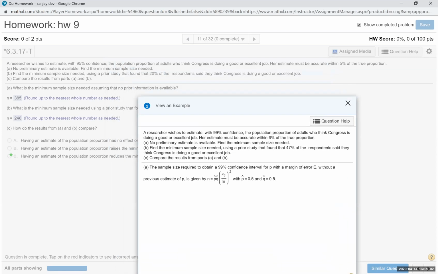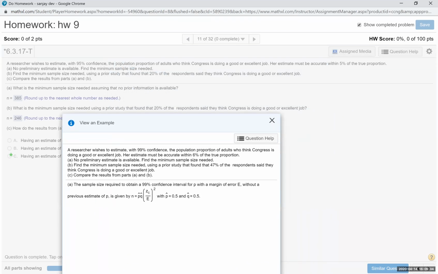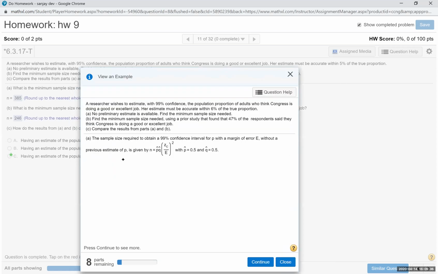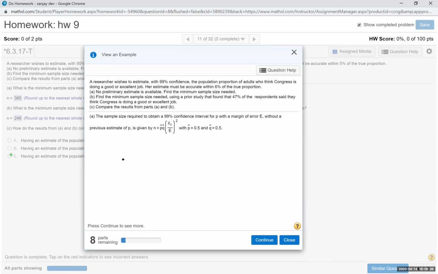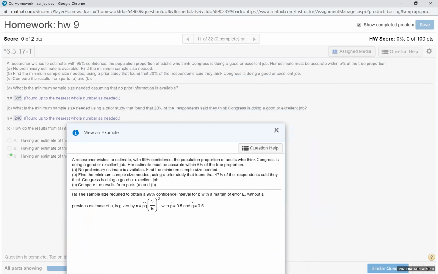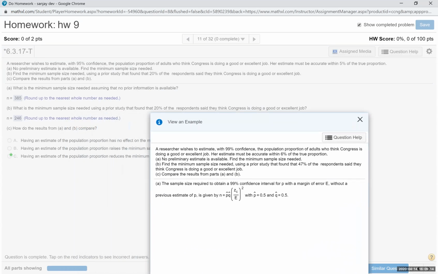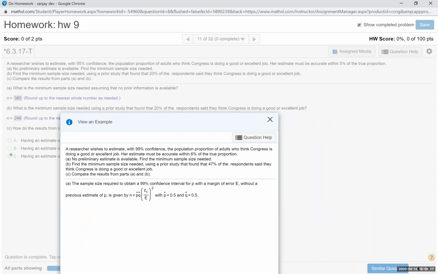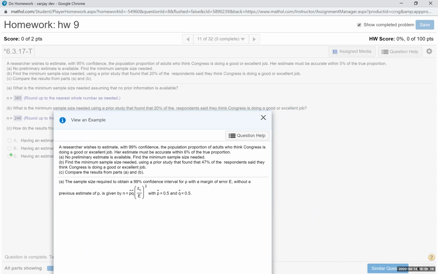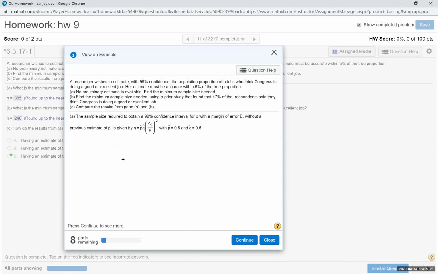Our example, part A, says we have no prior information, right? So that means P hat's gonna be 0.5, Q hat's gonna be 0.5. And for part B, it says 20% of the respondents said they think Congress is doing a good job. So P hat is 20%, which is 0.20. So Q hat is gonna be 80%, right? 0.80. So P hat is 0.20, Q hat is 0.80. That's the only difference between part A and part B.